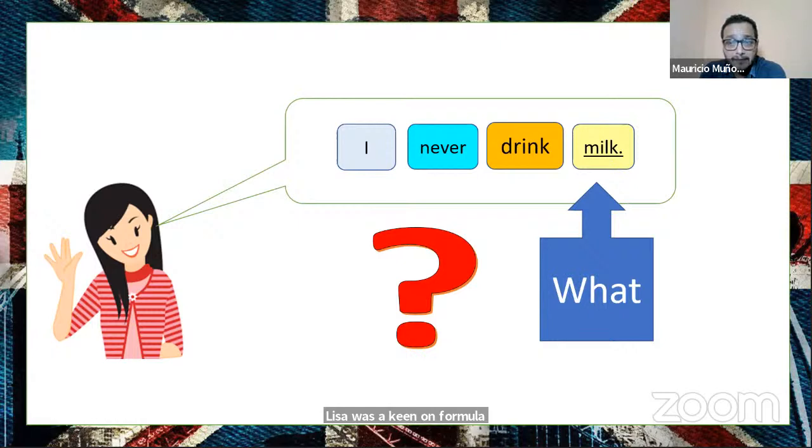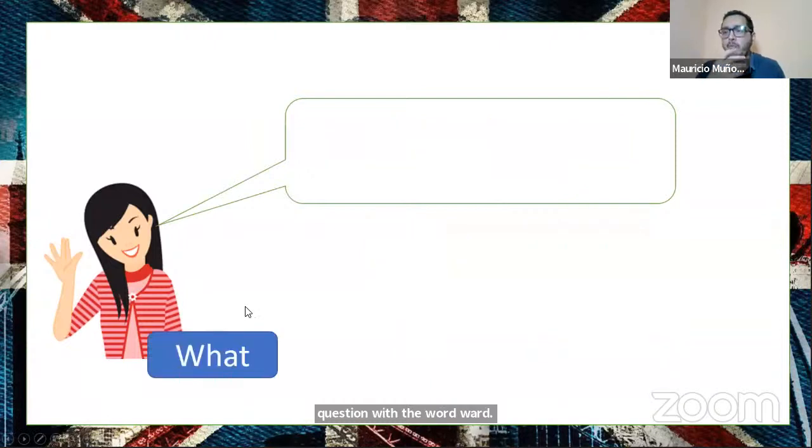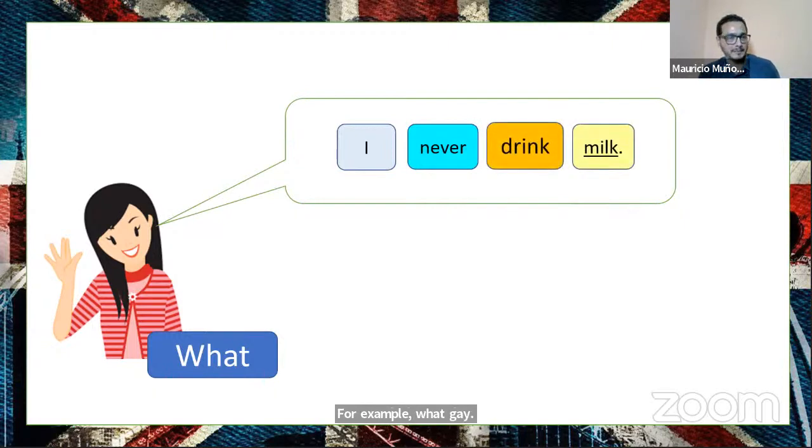Para hacer una pregunta. Comúnmente utilizamos las WH questions como when, what, dependiendo del contexto. Aquí queremos saber qué bebes. Tenemos que empezar con la palabra what, porque la oración en afirmativo dice I never drink milk. If I need to know the thing, I should start my question with the word what. For example, what, qué. And this is the sentence: I never drink milk.